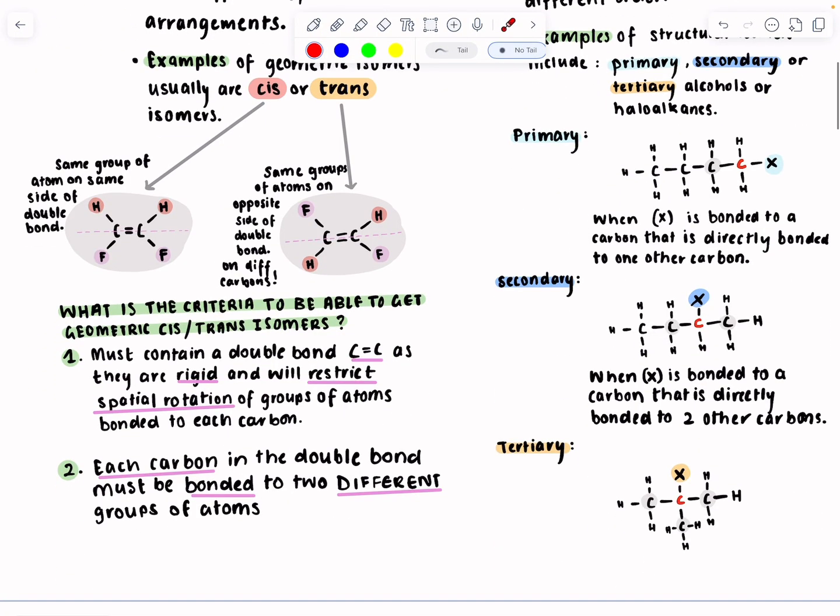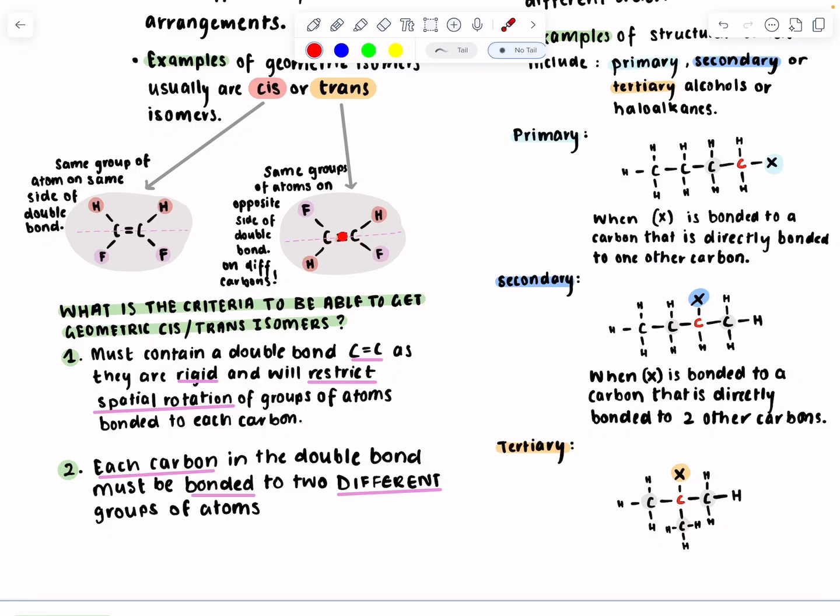And so if we were to look at the criteria on how to get cis-trans isomers, there are two criteria that you really need to remember. So take note of these. One, the first criteria is that you need to have a carbon-carbon double bond. You need to have this double bond because these double bonds are rigid. You cannot twist them. And so this double bond makes sure that you don't have any spatial rotation. You're not able to twist this double bond.